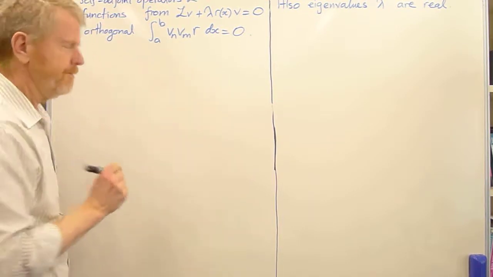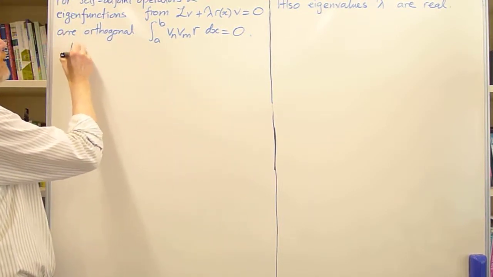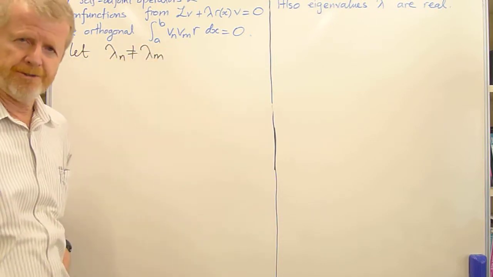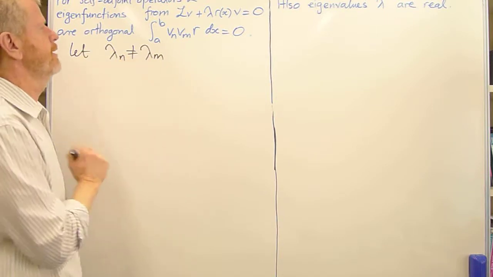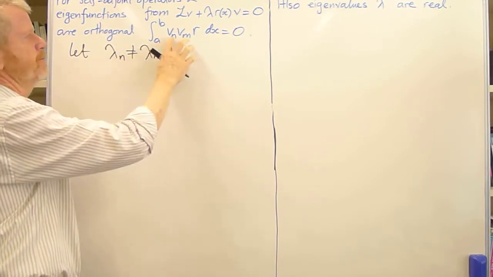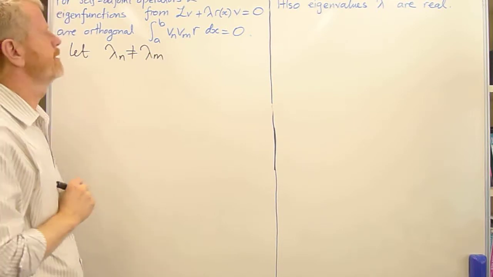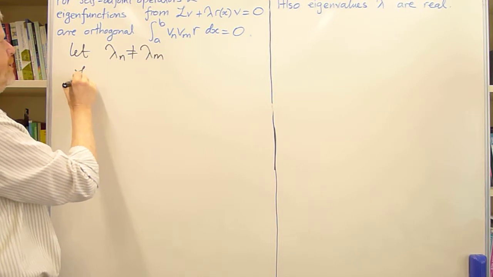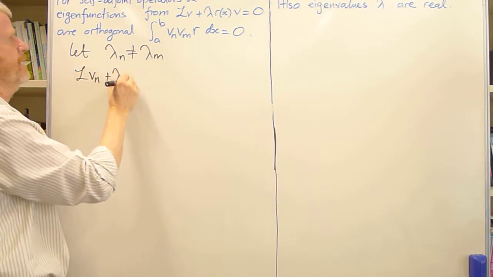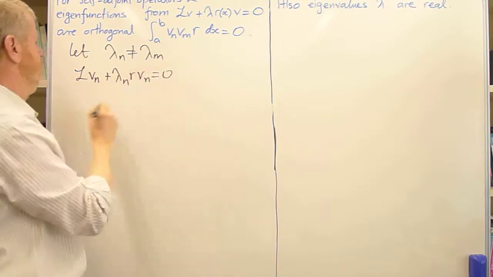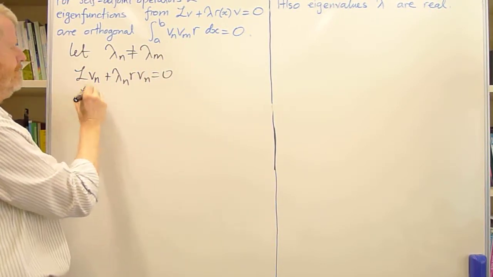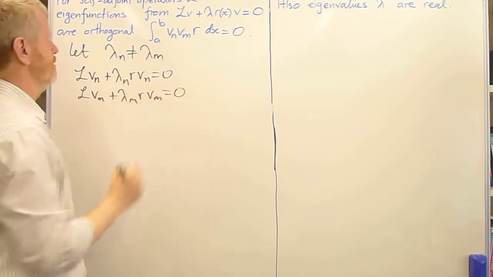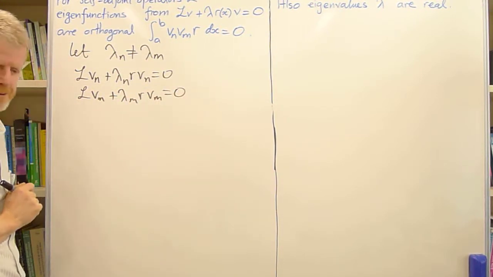Okay, so distinct eigenvalues mean that suppose there are two eigenvalues which are not equal to each other, lambda n and lambda m, and let's consider their corresponding non-zero eigenfunctions, Vn and Vm. Well, they satisfy this differential equation. So let's write that out. L Vn plus lambda n r Vn has to be 0, and L Vm plus lambda m r Vm has to be 0. Both of those are true.